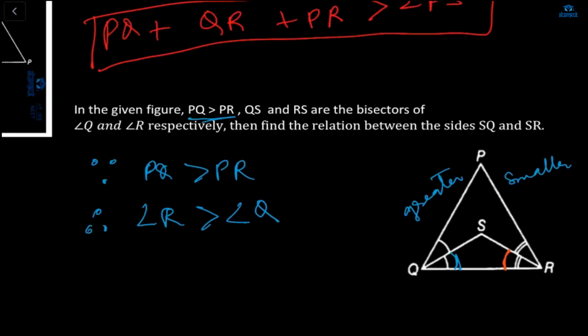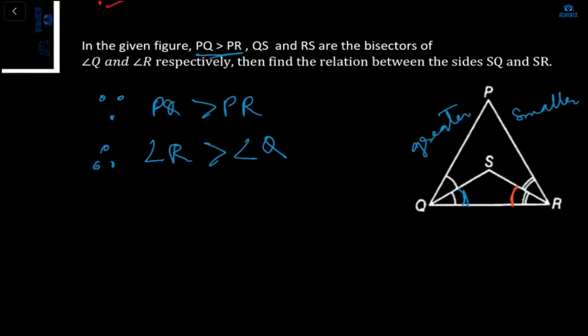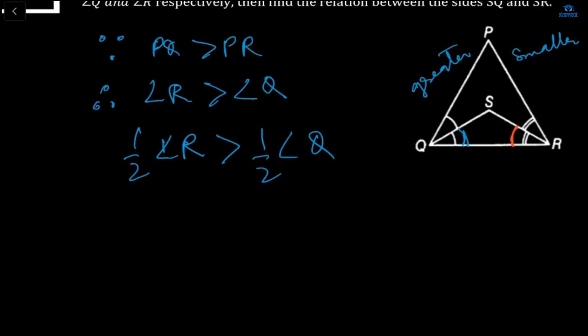Now, SQ and SR are angle bisectors, they bisect the angles. So if we take half of angle R, it will be greater than half of angle Q. I'm just dividing it by 2, nothing else. So still angle R will be greater than angle Q. This angle will be half of angle Q and this angle will be half of angle R. So the side opposite to half of angle R will be what? Therefore, SQ is greater than SR.